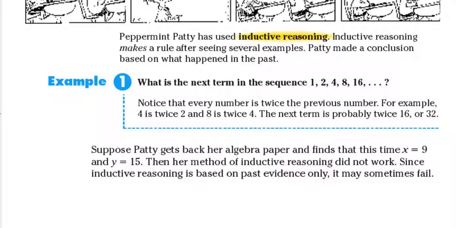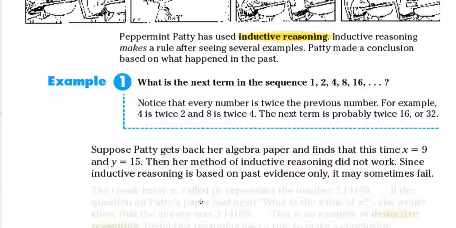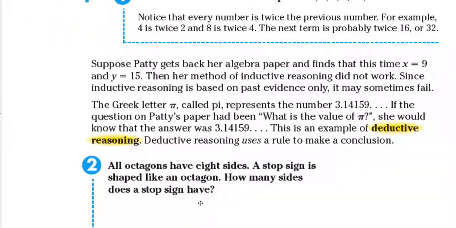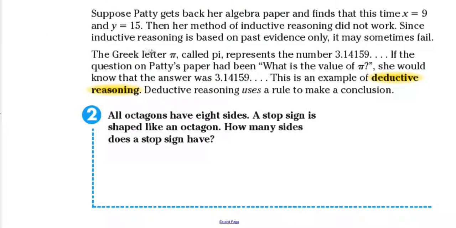Let's take a look at another type of reasoning. The Greek letter pi represents the number 3.14159 dot dot dot, which means it goes on forever without repeating or terminating. If the question on Patty's paper had been, what is the value of pi? She would know the answer would be 3.14159 dot dot dot. This is an example of deductive reasoning. Deductive reasoning uses a rule to make a conclusion, quite the opposite of inductive reasoning.